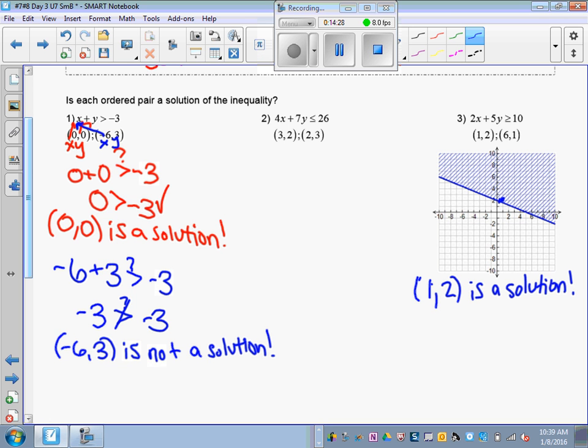All right, let's check 6, 1. So I go over 6, up 1. Is that in the shaded area or on the solid line? Yes, so that is also a solution. Again, if it makes the inequality true, it's a solution. If it's in the shaded region or on the solid line, it is a solution.